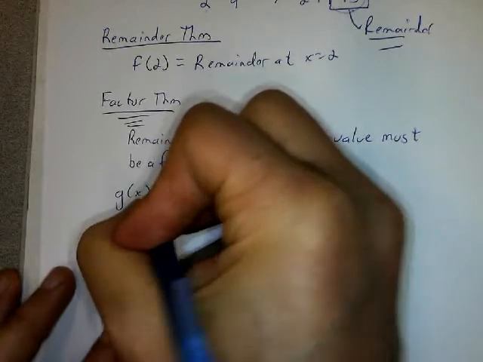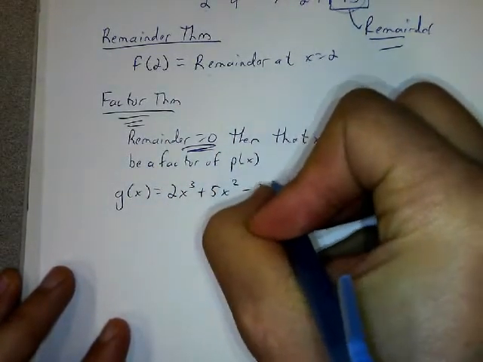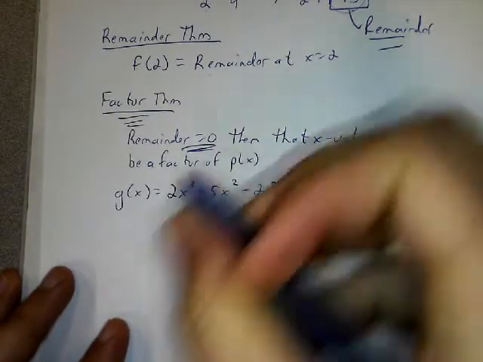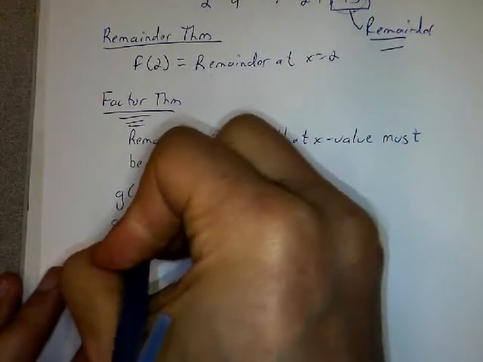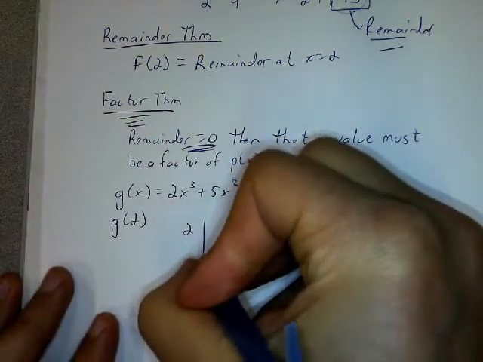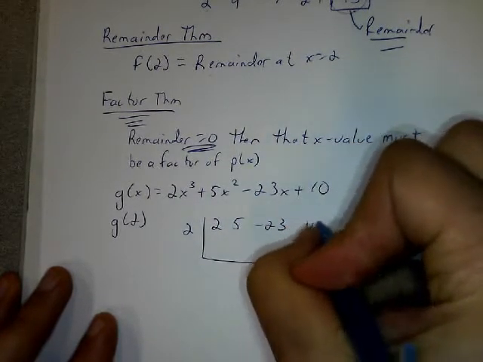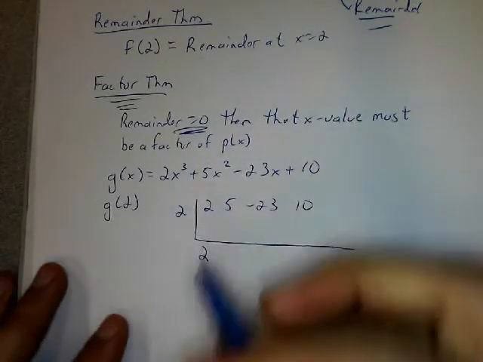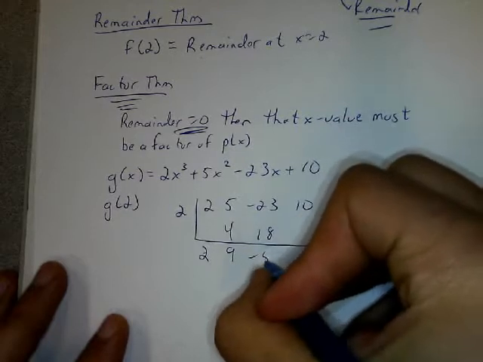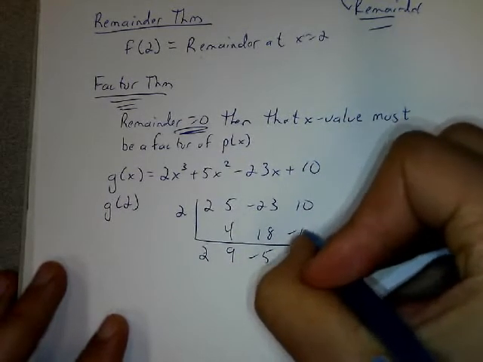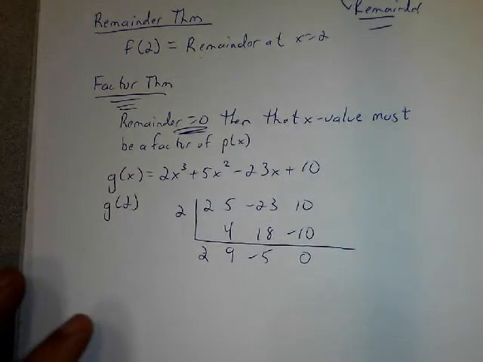Let g of x be equal to 2x cubed plus 5x squared minus 23x plus 10. And if we want to plug in 2, we want to see if 2 is a factor. We put 2 on the outside. 2, 5, negative 23, and 10. Bring down your 2. 2 times 2 is 4. We get 9. 2 times 9 is 18. We get negative 5. And negative 5 times 2 is negative 10. The question really is, what does that mean?